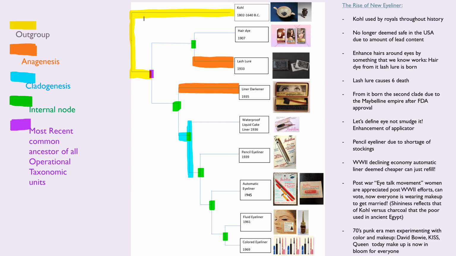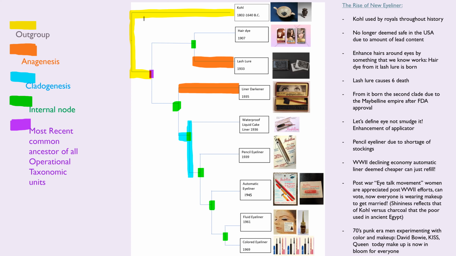In animal or organism phylogenetic trees, this would represent an evolutionary split of a parent species or common ancestor to form a clade. Here we see the first example marked by the most common ancestor of all OTUs, purple in color. We can think of this as the rise of scientific information regarding the effects of lead. This gave rise to two clades that once again encountered cladogenesis.